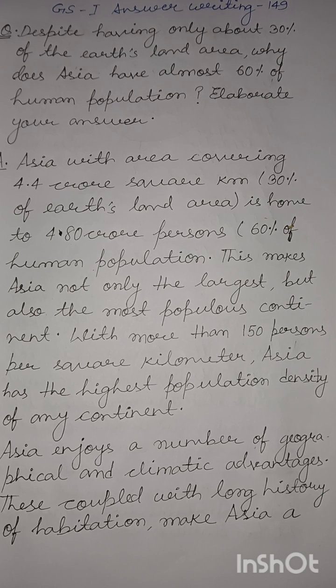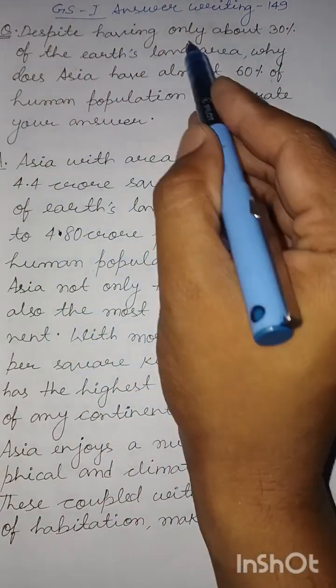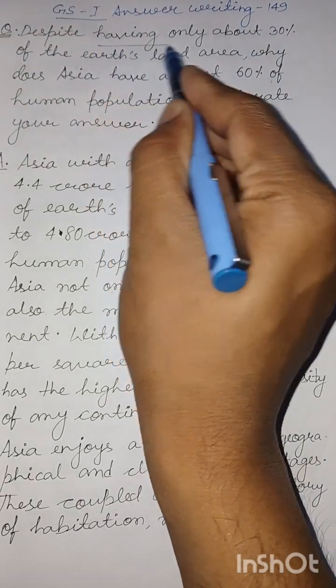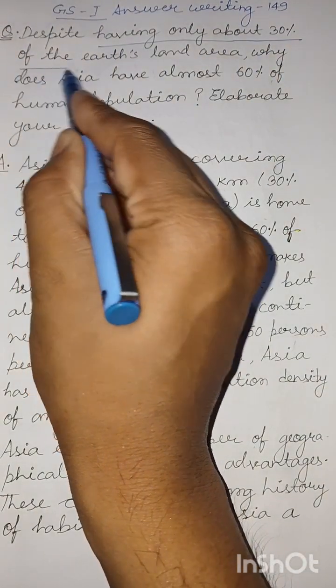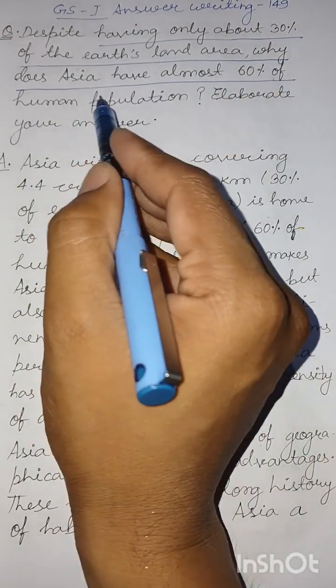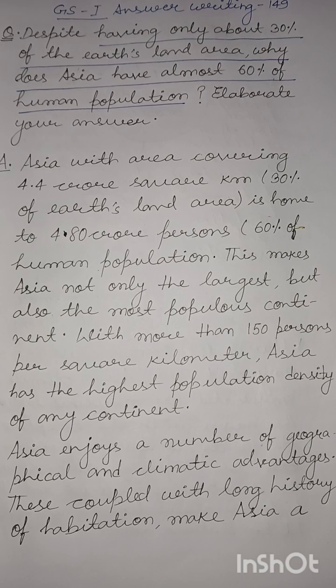This is Rocket Ship IAS Lab, and continuing with our series on answer writing for general studies papers of civil services main examination, we take up a question that you might come across in GS paper 1. Here goes the question. Despite having only about 30% of the Earth's land area, why does Asia have almost 60% of human population? Elaborate your answer.